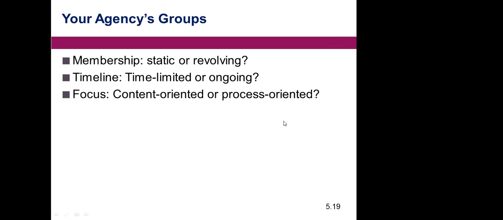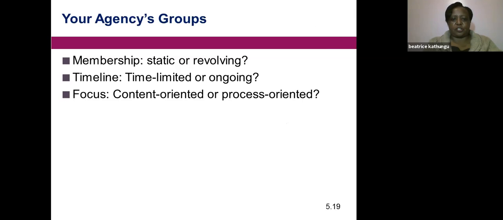Yes, I am. I'm seeing some saying revolving and process oriented. I am seeing revolving, ongoing, and time limited. I am seeing revolving group, and I'm seeing both static and revolving. Thank you very much. So we have got the different varieties, and we might want to think about which ones we want to introduce to enhance our services for our clients.